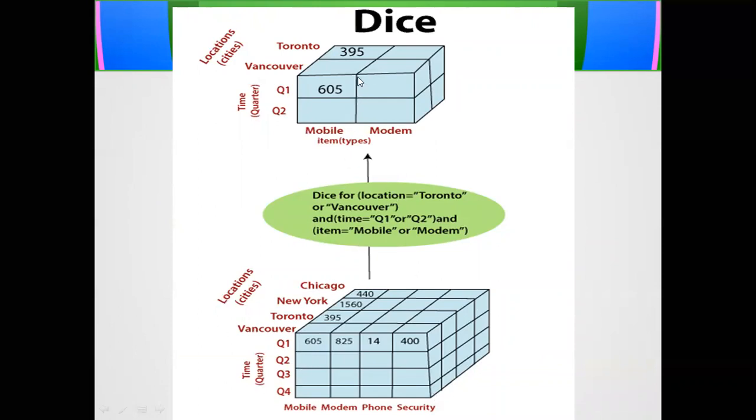So the subset of this cube looks like a dice because we have applied the dice operation for Q1, Q2, and Toronto and Vancouver cities only, right? So dice for location Toronto or Vancouver, time equal to Q1 or Q2, and item equal to mobile or modem. So we are selecting only two items, two quarters and two cities. This is my example of the dice operation, which is the subset of the original cube, right?